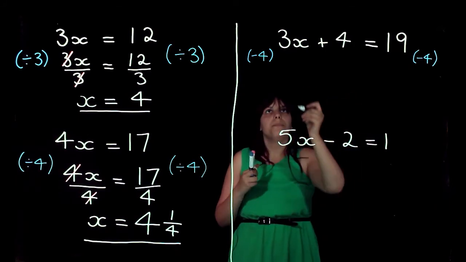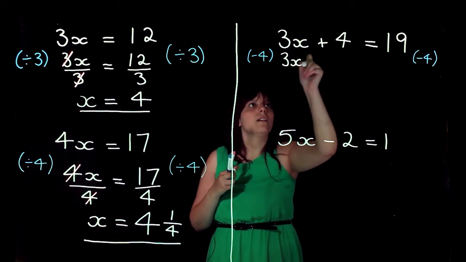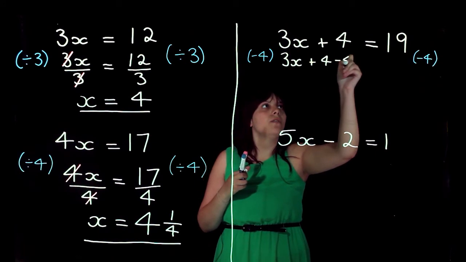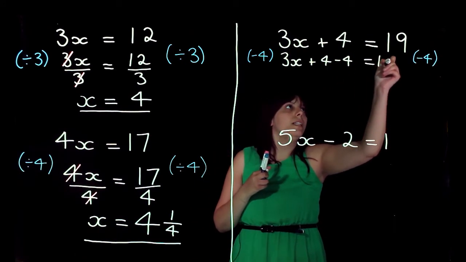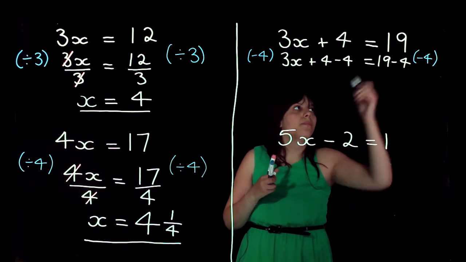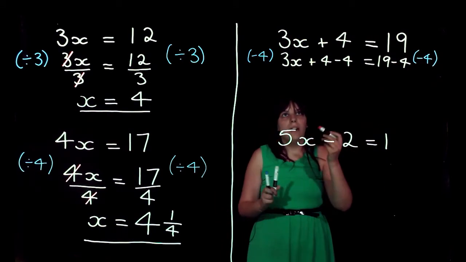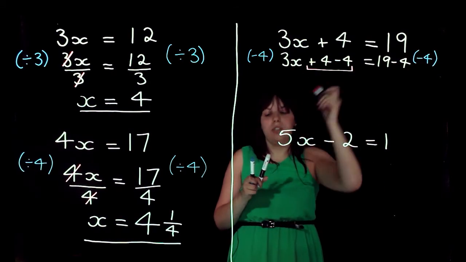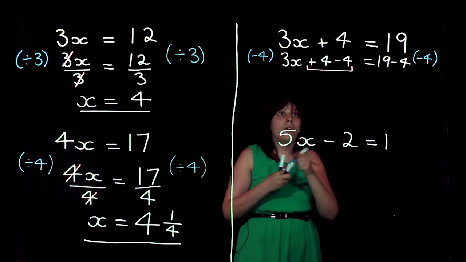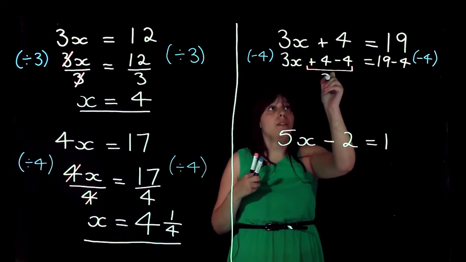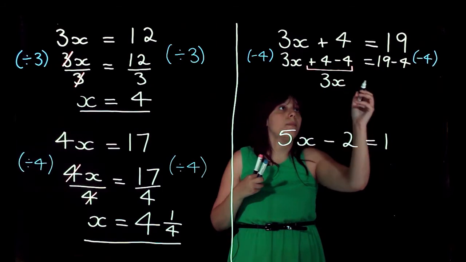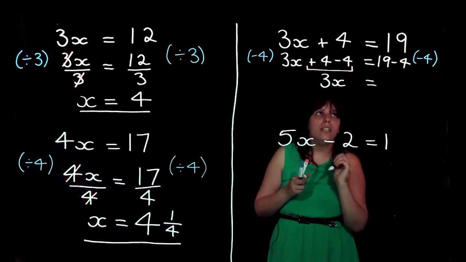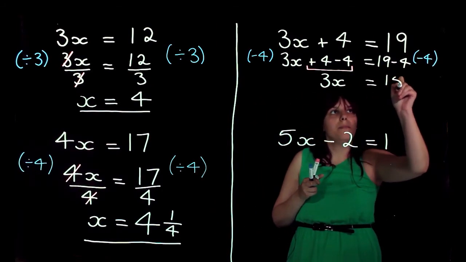So I get 3x plus 4 minus 4 equals 19 minus 4. If we look again, we've got the plus 4 and the minus 4, which is going to give me 0. So I'm just going to have 3x plus 0 on this side, so I'll leave it as 3x. And then here, I've got 19 minus 4, which is 15.